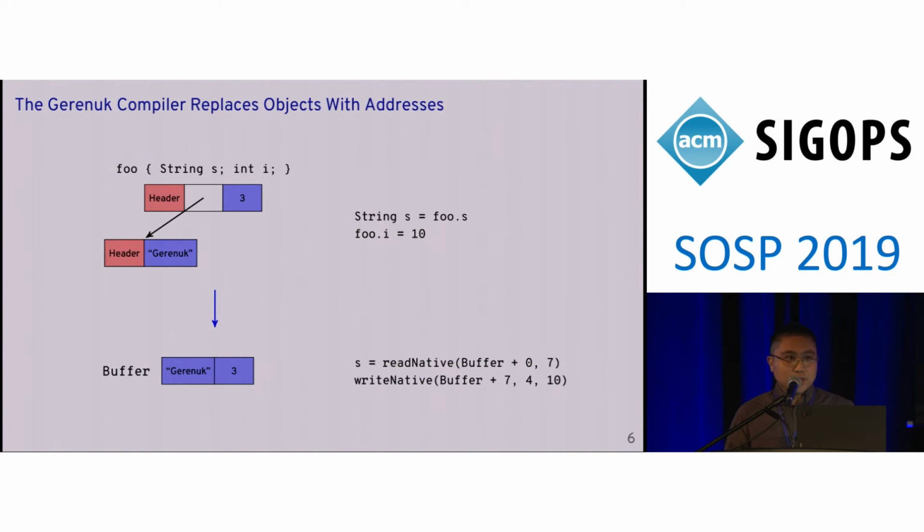Write is similar, but the backwards process. So if we want to write to the integer field, we know that it's directly after the string. So we go to position 7 in the buffer, and we write the value 10, which has size 4 because it's an integer.